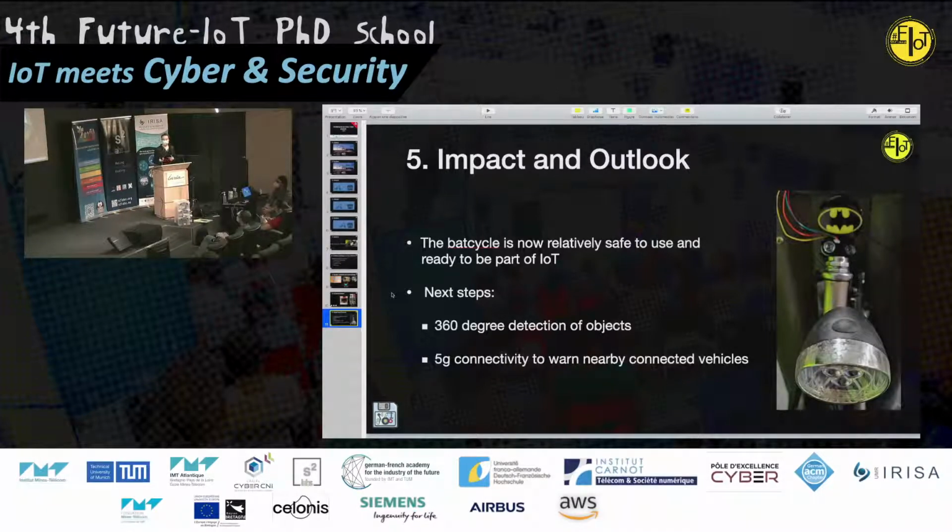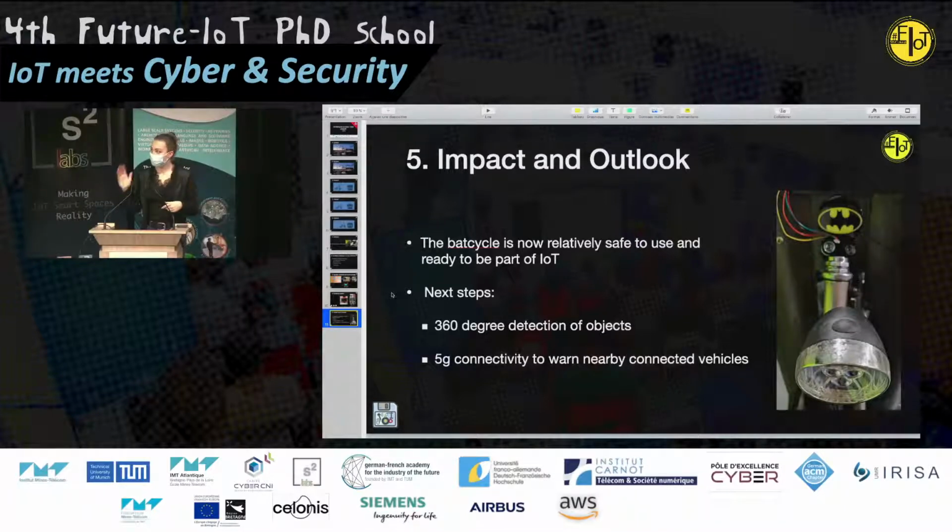So the next step is to imagine 360-degree detection of objects. We can just add 2 lidars to detect other objects on the right or left. And we can imagine too 5G connectivity to warn nearby connected vehicles, and inform that, for example, the vehicle in the back is too close to the bicycle. So thank you for your attention, and if you have a question, okay.